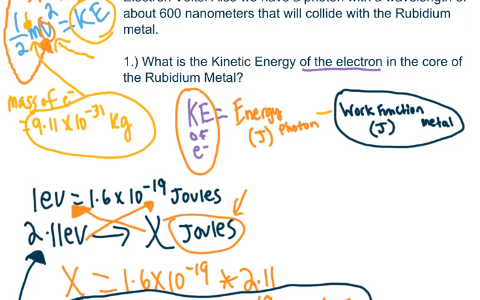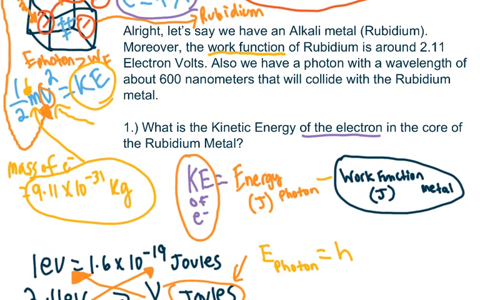So the energy of the photon is going to be equal to Planck's constant, which is 6.626 times 10 to the negative 34th meters squared times kilograms over seconds. All right, so that's a lot of units. For now, let's just leave the units and work with the number.